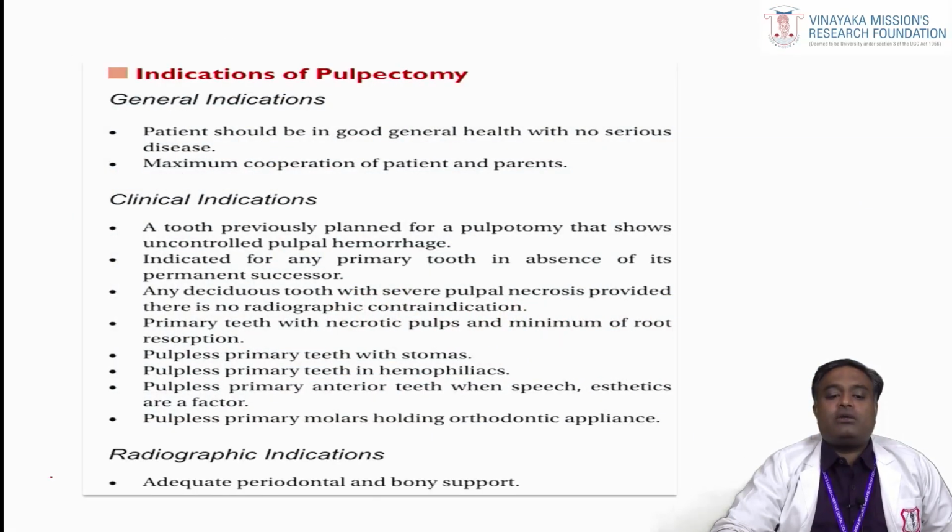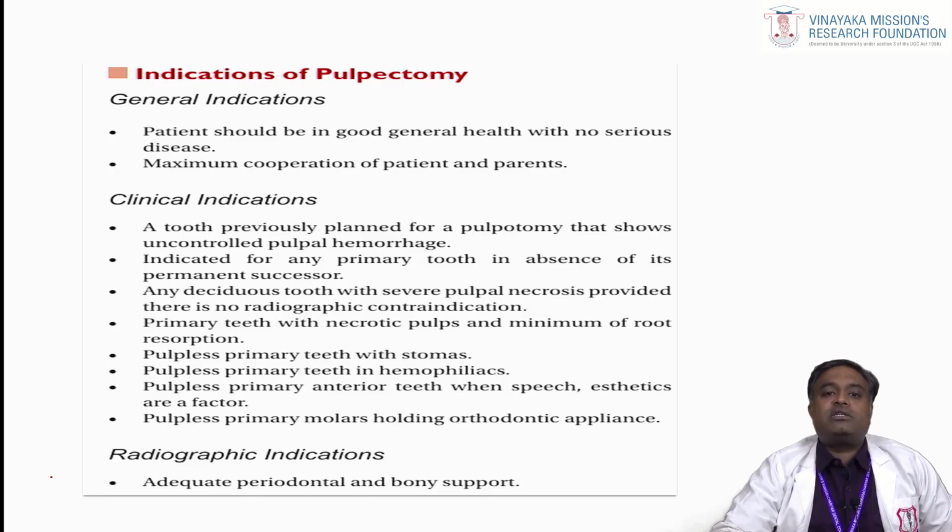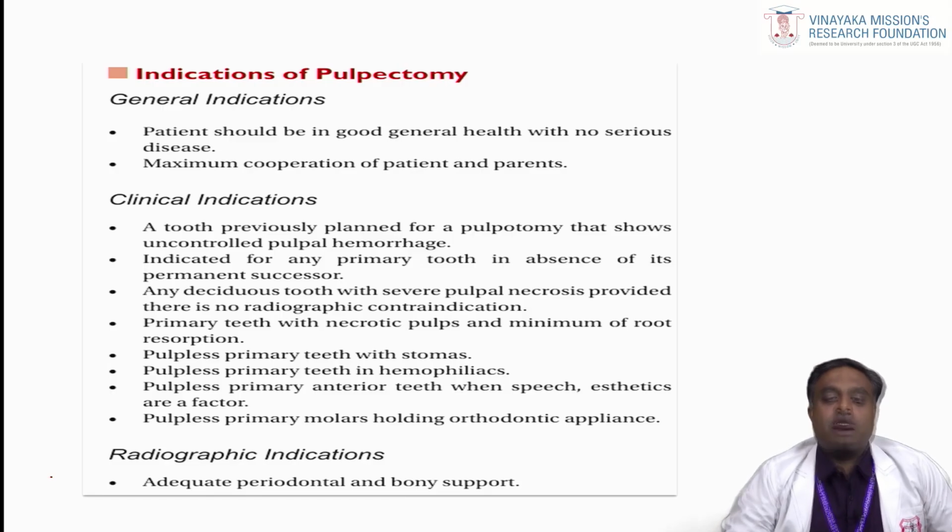Indications of pulpectomy. We will see general indications, clinical indications and radiographic indications. Coming to the general indications, the patient should be in good oral health with no serious disease, and maximum cooperation of the patient and parents is required. Clinical indications are a tooth previously planned for a pulpotomy that shows uncontrolled pulpal hemorrhage, any primary tooth in the absence of its permanent successor, and any deciduous tooth with severe pulpal necrosis, provided there is no radiographic contraindication.